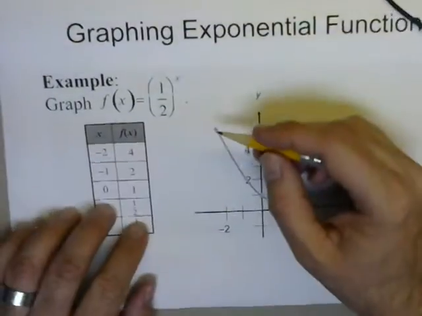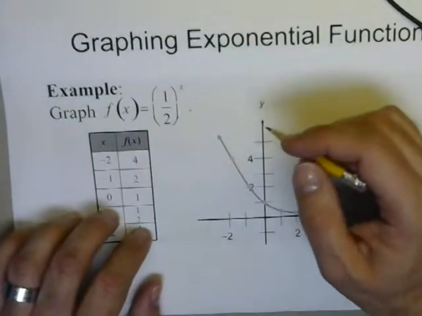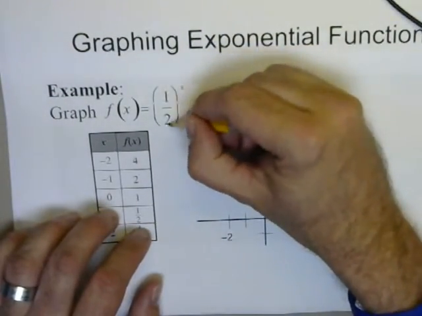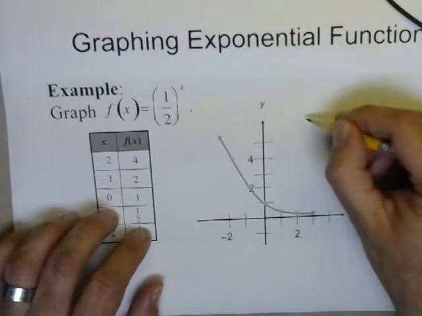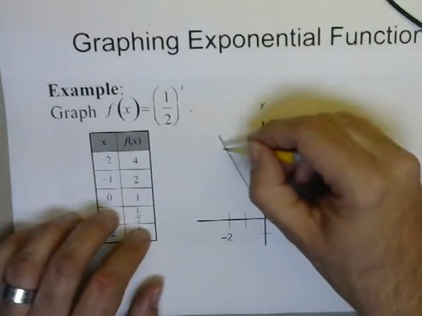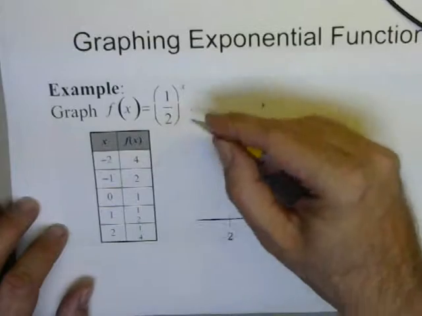So here's another example. This is a little bit different. If the number in here is greater than 1, the graph will go like that. But if the number in here is less than 1, it'll go like that. And again, you can plot points to see that's true.